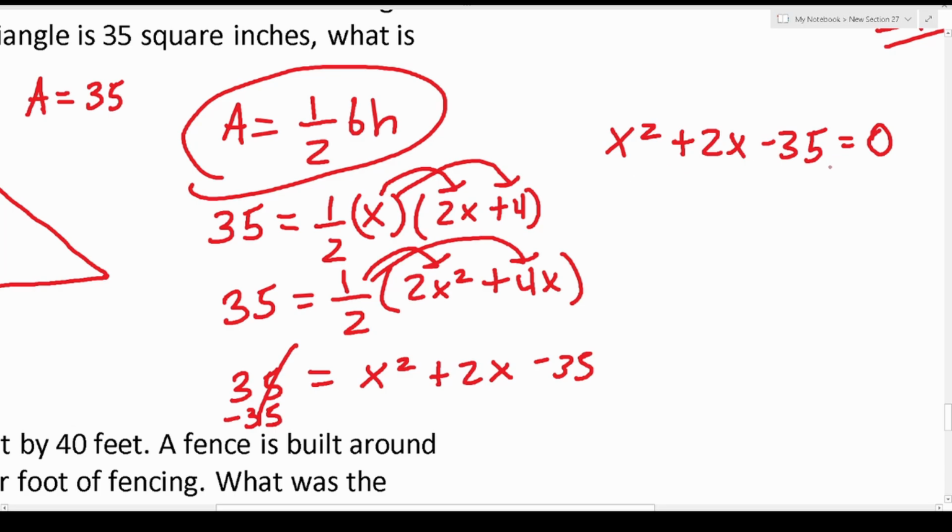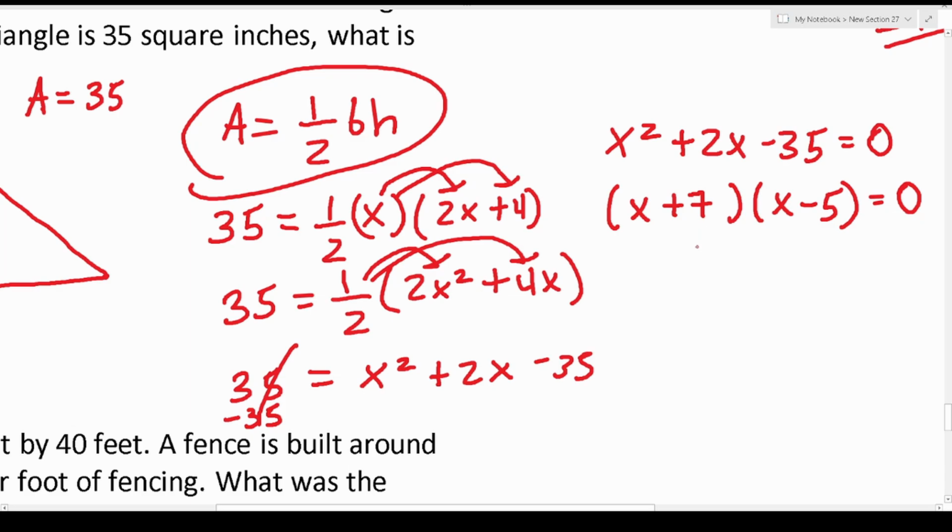Well, this is a quadratic equation, and as you may recall, we can factor these to solve for x. So now, if we're factoring this to solve for x, we're looking for two terms that multiply to negative 35 but add to positive 2. Well, how about plus 7 and minus 5? Again, 7 times negative 5 is negative 35. Plus 7 minus 5 is positive 2.